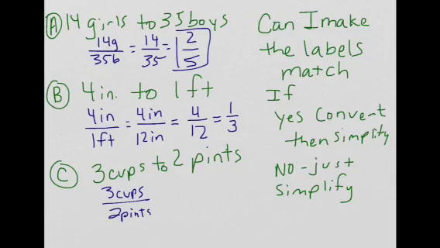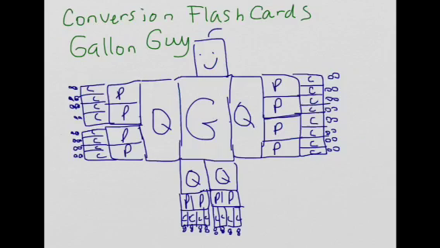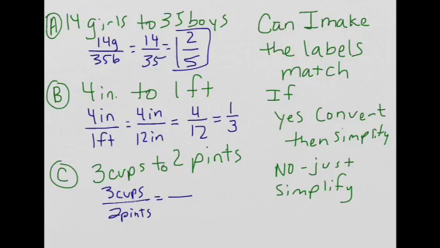This is going to be 3 cups over 2 pints. And again, we ask ourselves, can we make the labels match? Well, if we look at our gallon guy, we'll notice that 2 cups is equal to 1 pint. So 4 cups is going to equal 2 pints. So we're going to go ahead and change this to 3 cups over 4 cups. And now with the labels matching, we can just simplify the fraction, which is 3/4.